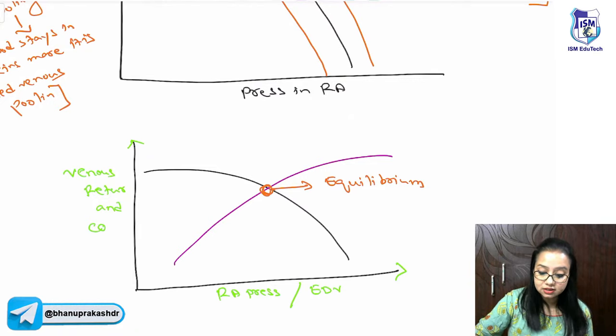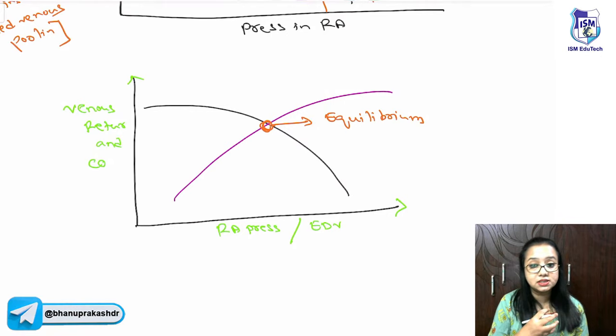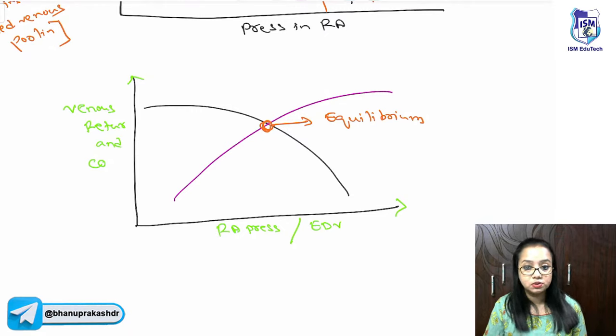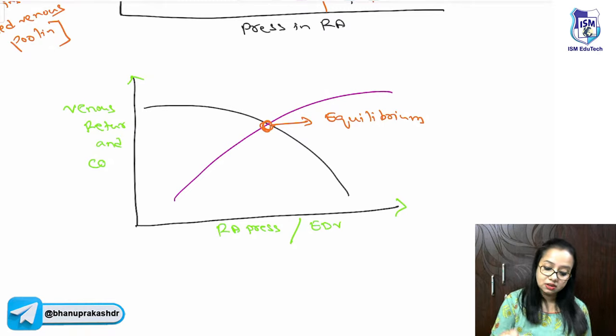So this function of the right heart, that is the venous return and the pressure in the right atrium, has to be in equilibrium with the systemic circulation pumping capacity of the ventricle, meaning the end diastolic volume and the cardiac output. And there is a point of equilibrium. It is only because the heart is maintaining this point of equilibrium that the venous return and the cardiac output are perfectly matched.